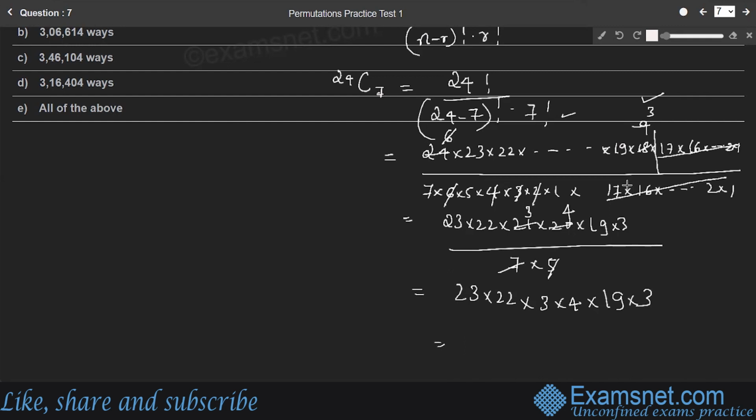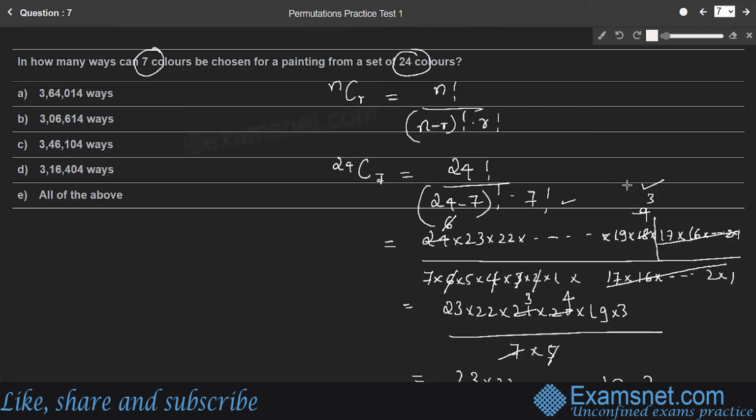So 23 into 22 into 3 into 4 into 19 into 3 is equal to 3,46,104. Right? So in 3,46,104 ways, we can choose 7 colors out of 24 colors. Right? So get the options. Option C is the right answer.